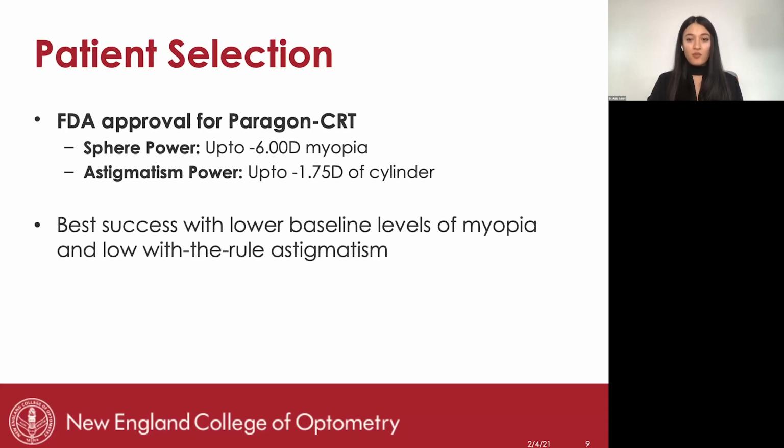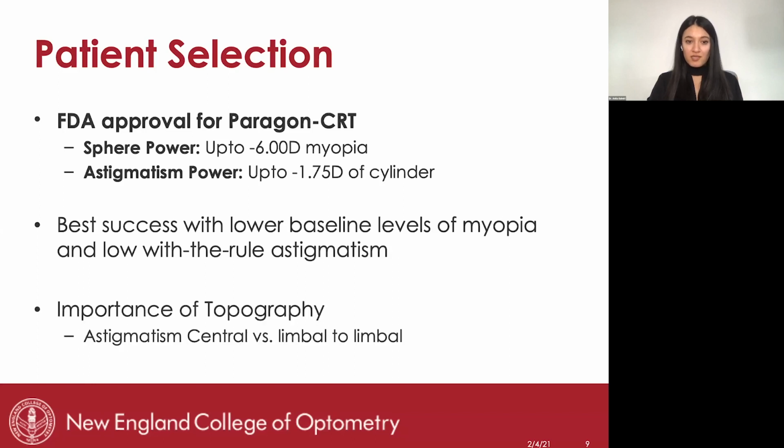In general, patients with higher refractive errors are more difficult to treat, with a lower percentage of these patients achieving the targeted endpoint. So the greater amounts of astigmatism, of course, are more difficult to treat, and you may need a toric Ortho-K lens for these patients. The best results are in patients that have low levels of myopia and low levels of astigmatism. Against the rule astigmatism is more difficult to treat compared to with the rule astigmatism.